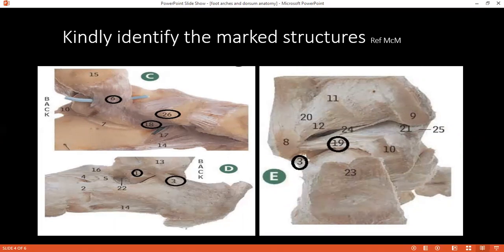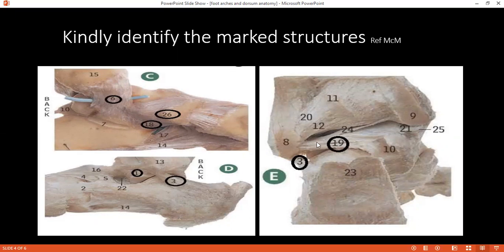Very good. Okay. If you can identify other marked structures as well in picture C, 26 and 18, please. Yes, ma'am. 26 is the navicular tuberosity. Very good. 18 is the spring ligament. Yeah, very good. Moving on to picture D, please. If you can identify 1. Ma'am, 1 is the anterior talofibular ligament, and 3 is the calcaneofibular ligament.